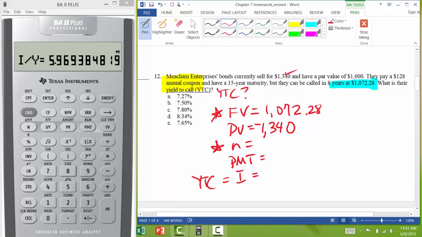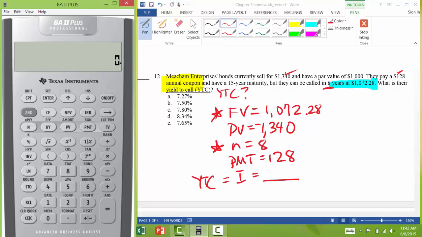It's an annual bond, and it says that it has a 15-year maturity, but they can be called in 8 years. So we have to use the 8 because that's when it can be called. And then the payment, it told us over here is a $128 payment. And we're solving for yield to call.